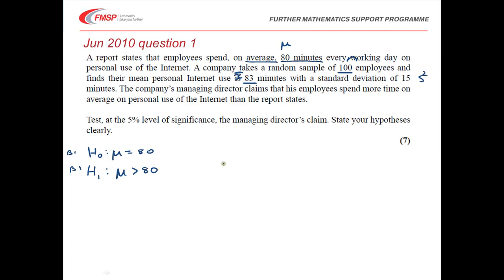So we are looking at a z value of x bar minus mu over sigma on root n, and we're doing this because it is a sample level, and it's given to you in the formula booklet as well. So z is equal to 83 minus 80 over sigma, which is 15, over root n, which is 10. And if we calculate all of that, we're going to get a value of 2, which is quite nice. So you get 2 marks for this.